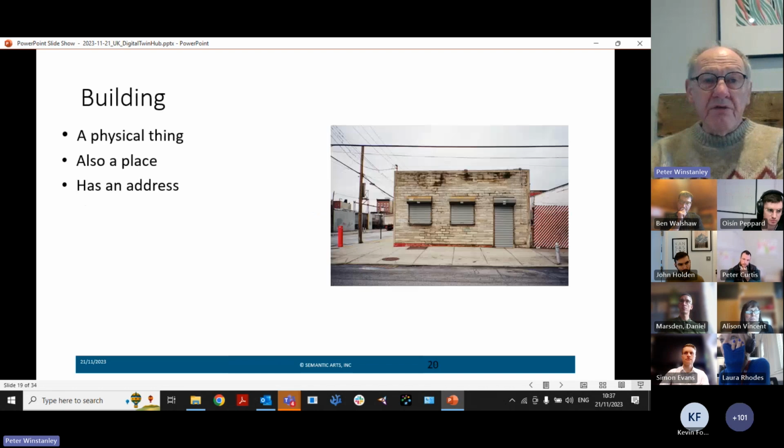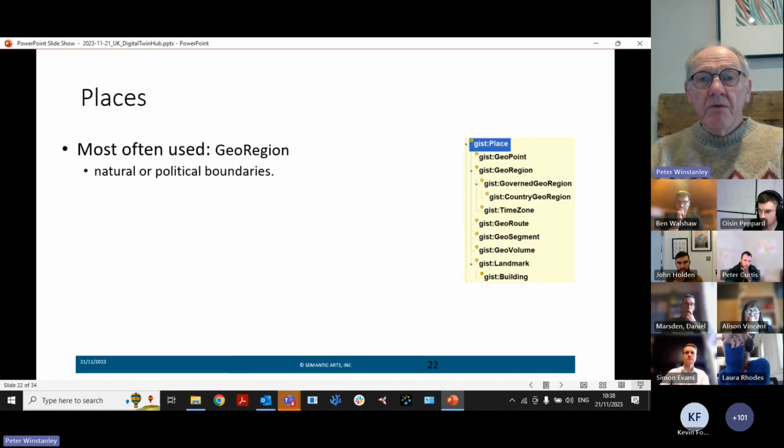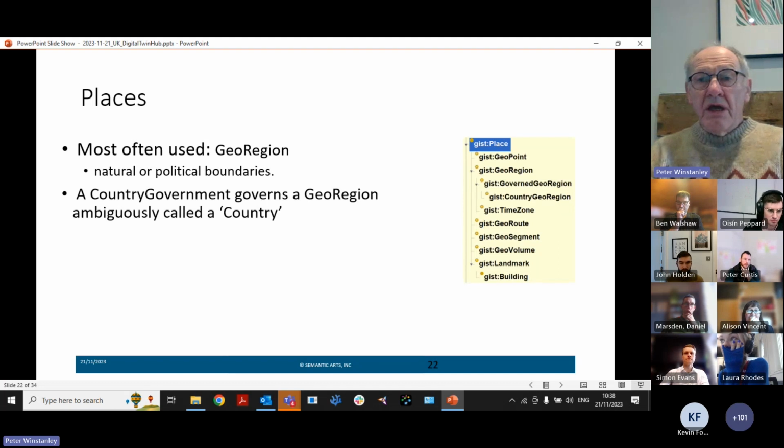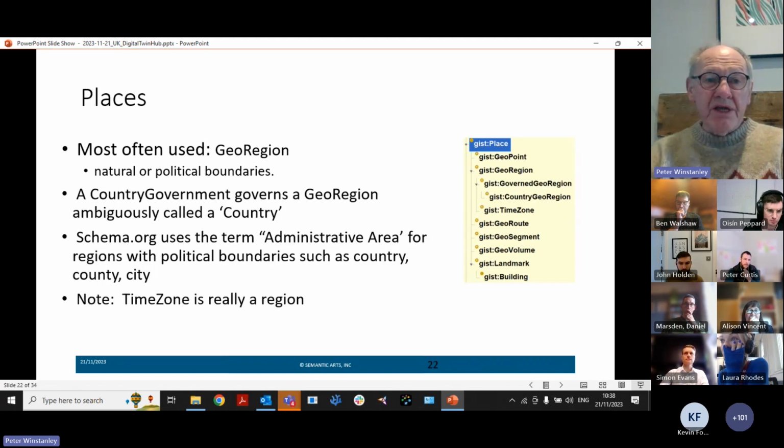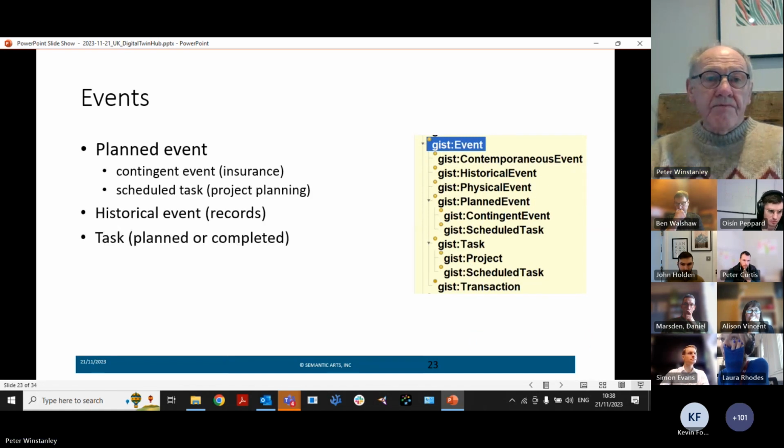Various stuff here to do with physicality. Note that a building is three things. It's a physical thing. It's also potentially a place, and it might have an address. And these are all represented in very different ways in an ontology. For person in gist, make sure to know that fictional characters are not included. We have lots of different ways in the core of describing places and events.